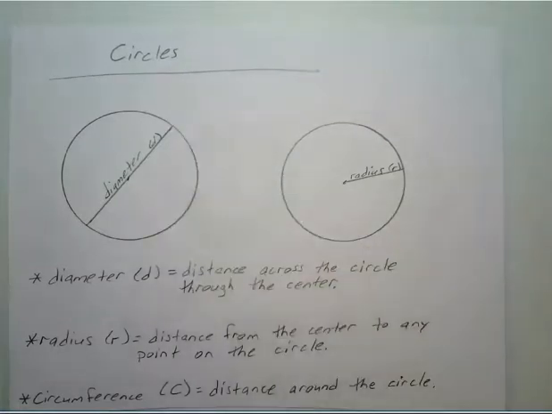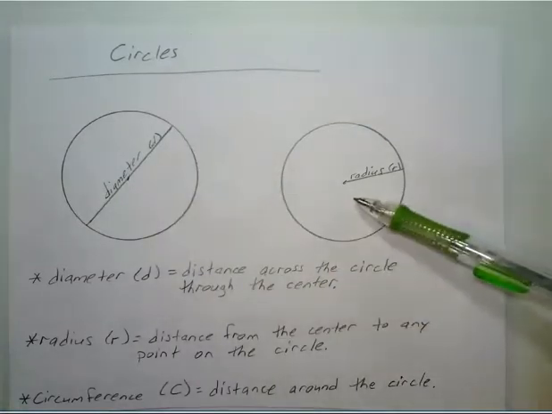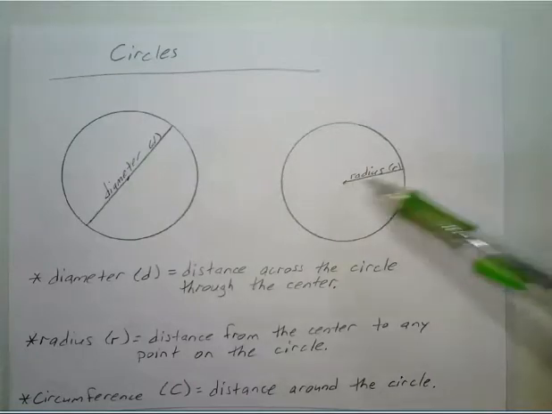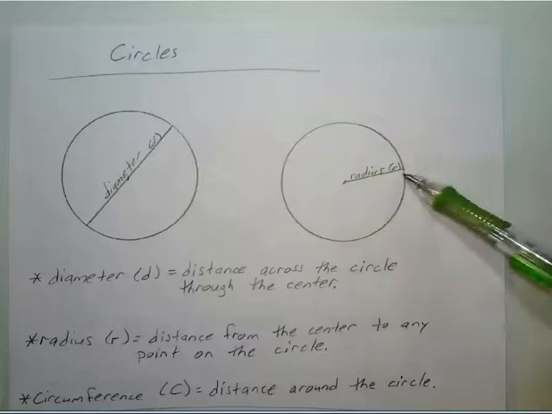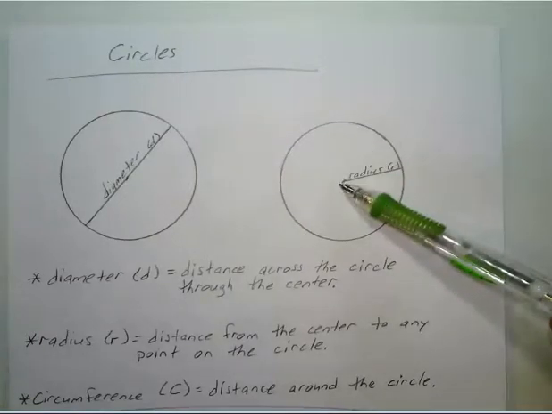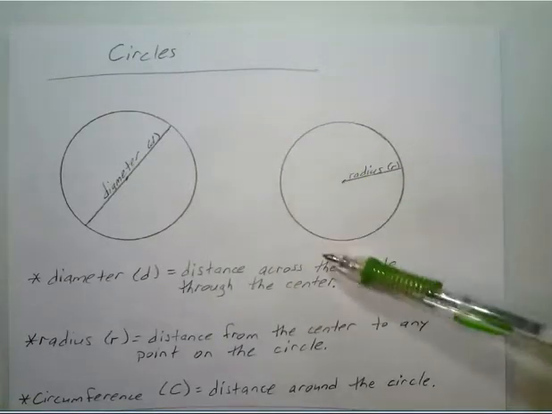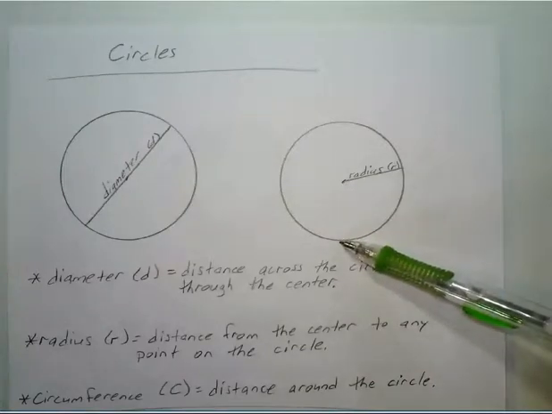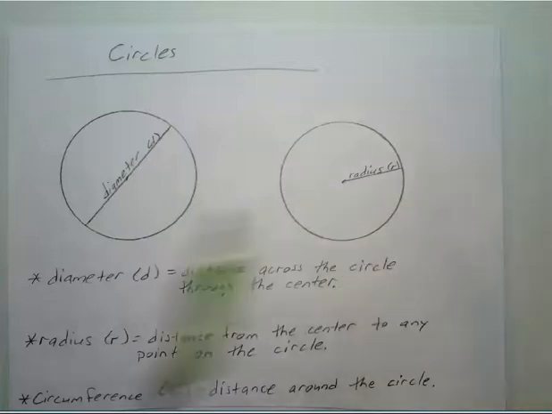Okay, and then you have your radius. Your radius is simply from that same center to any part on the circle. So you can go from the center to this point, the center to this point, the center to this. It doesn't matter where you go. If you go from the center to any point on this circle, the radius will be the same.